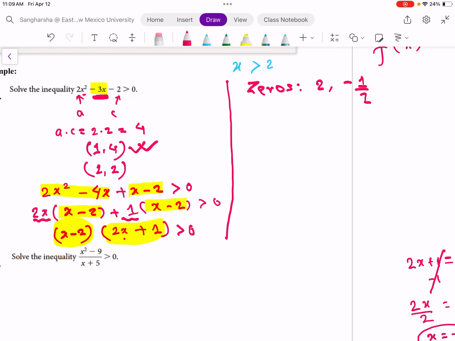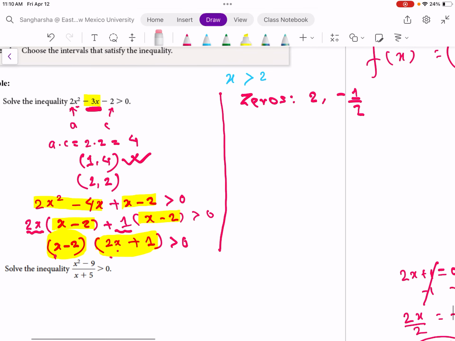First step, you make the right side 0. Second step, you factorize the left side. Okay, once you factorize, you find an x. Okay, you find a zero for each factor. It means you find an x which makes each factor 0. Okay, so here if you substitute 2, this factor is 0. If you substitute negative 1/2 for x, this factor is 0. So we find the zeros of the left side. That is the second step.